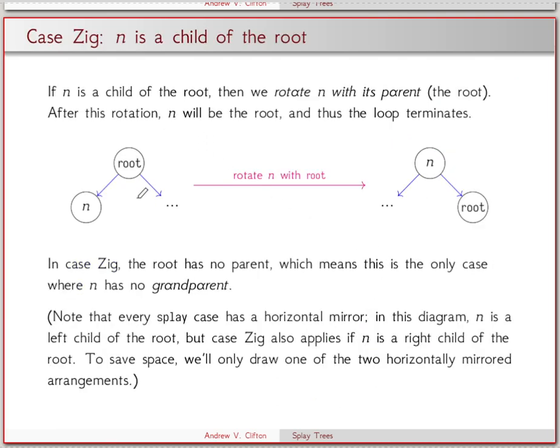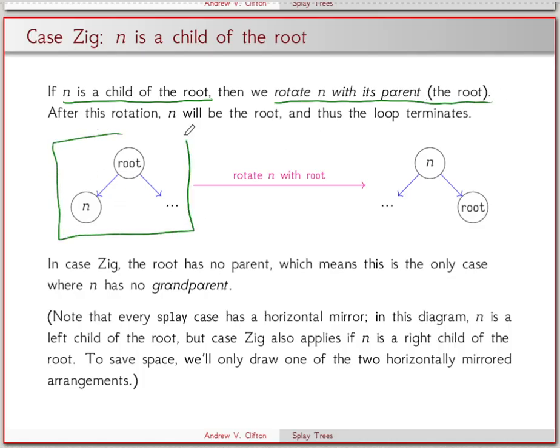Zig is the easiest case here. So again, remember, zig is if n is a child of the root. All we have to do is rotate n with the root. So if we start out in this configuration, where n is a child of the root, and then we rotate n with the root, then we're left with this configuration. And note that now n is the new root of the tree after that rotation.